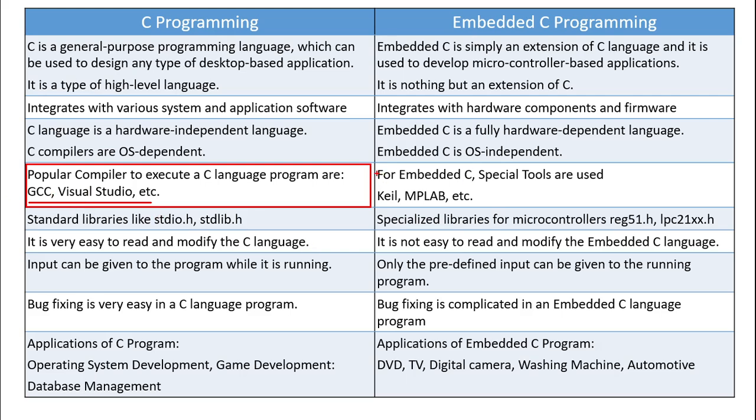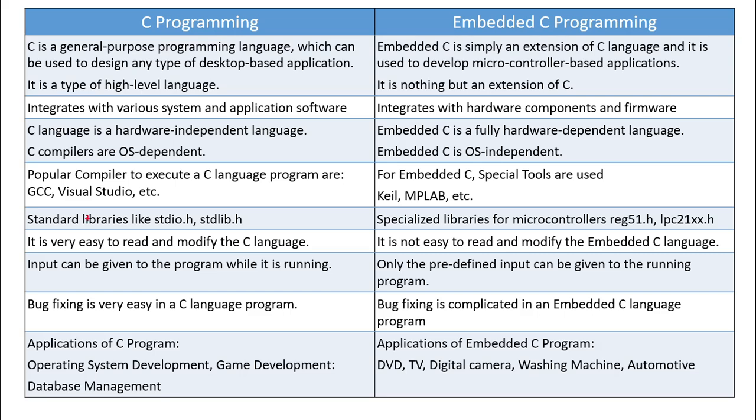But in embedded, it's not like that. For embedded systems, we will be using different types of software called IDE. Special tools are used. Those are all called IDE, Integrated Development Environment, like Keil and MPLAB and many others. These two are widely used software. Keil and MPLAB are used to develop the code and compile the code.